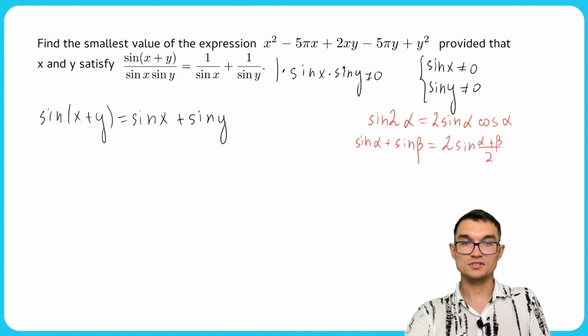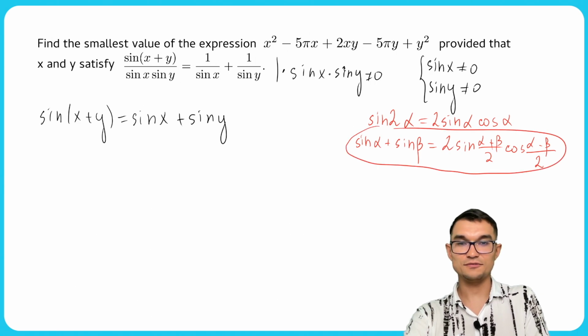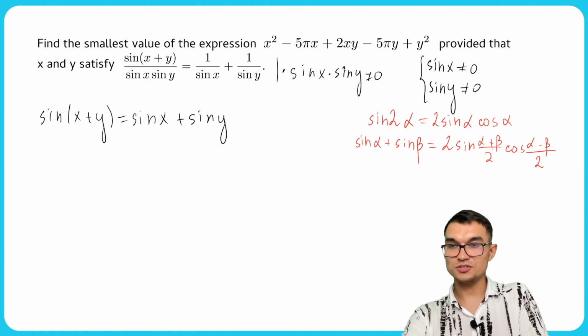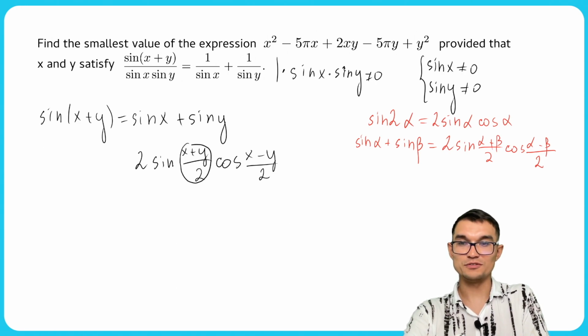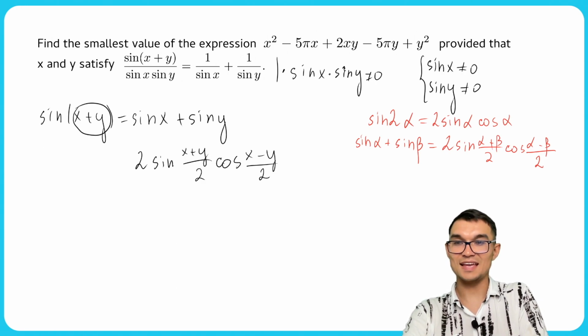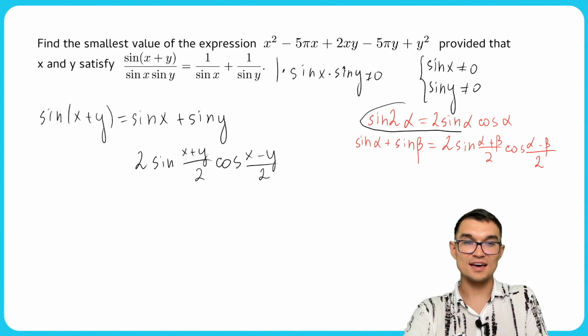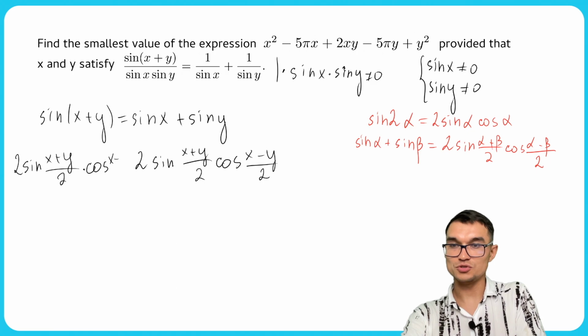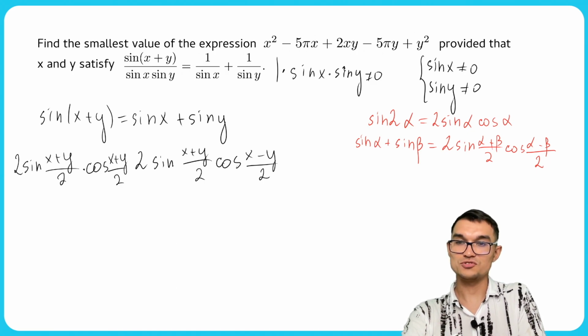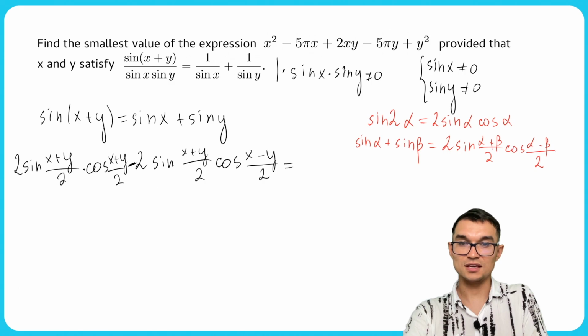And for a sum of sines, we have cosine of alpha minus beta over 2. So obviously we're going to use that for the right hand side, which will give us 2 sine x plus y over 2 cosine x minus y over 2. And now we see that relative to x plus y over 2, x plus y is a double angle, so that's why we're going to use that formula for the left hand side. So we will have 2 sine x plus y over 2 times cosine x plus y over 2, and I'm going to subtract the right hand side from the left hand side, and I will have 0 here.